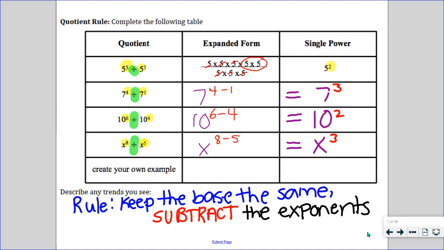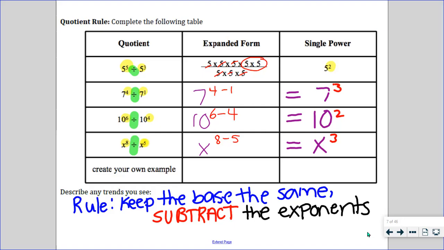In expanded form, the base is the same, so we wrote the 7. For exponents, we did 4 minus 1. So we showed our work. 4 minus 1 gives us 3. So our final answer, our single power, is 7 to the power of 3. In the next question, we have 10 to the power of 6 divided by 10 to the power of 4. Our base remains 10. We subtract our exponents, 6 minus 4. And our single power gives us 10 to the power of 2.